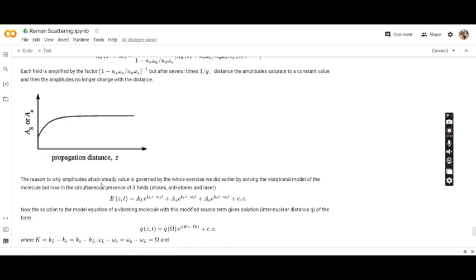And to understand why the field amplitudes remain constant, we again have to go back to the classical model of fields interacting with the vibrational mode of the molecule represented by the harmonic oscillator. And earlier we remember that we used the field consisting of two components, the Stokes field and the laser field, interacting with the harmonic oscillator vibrating at omega_nu frequency.